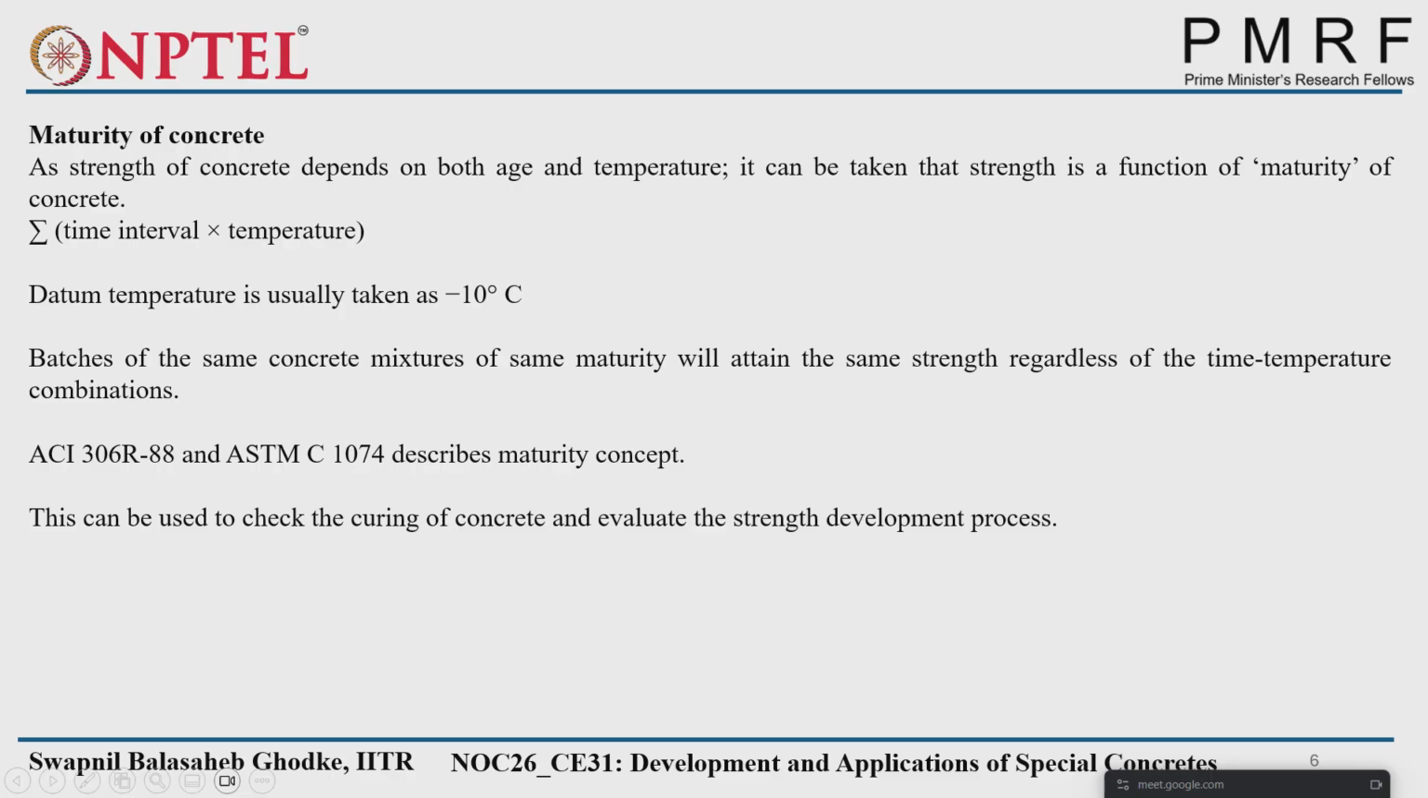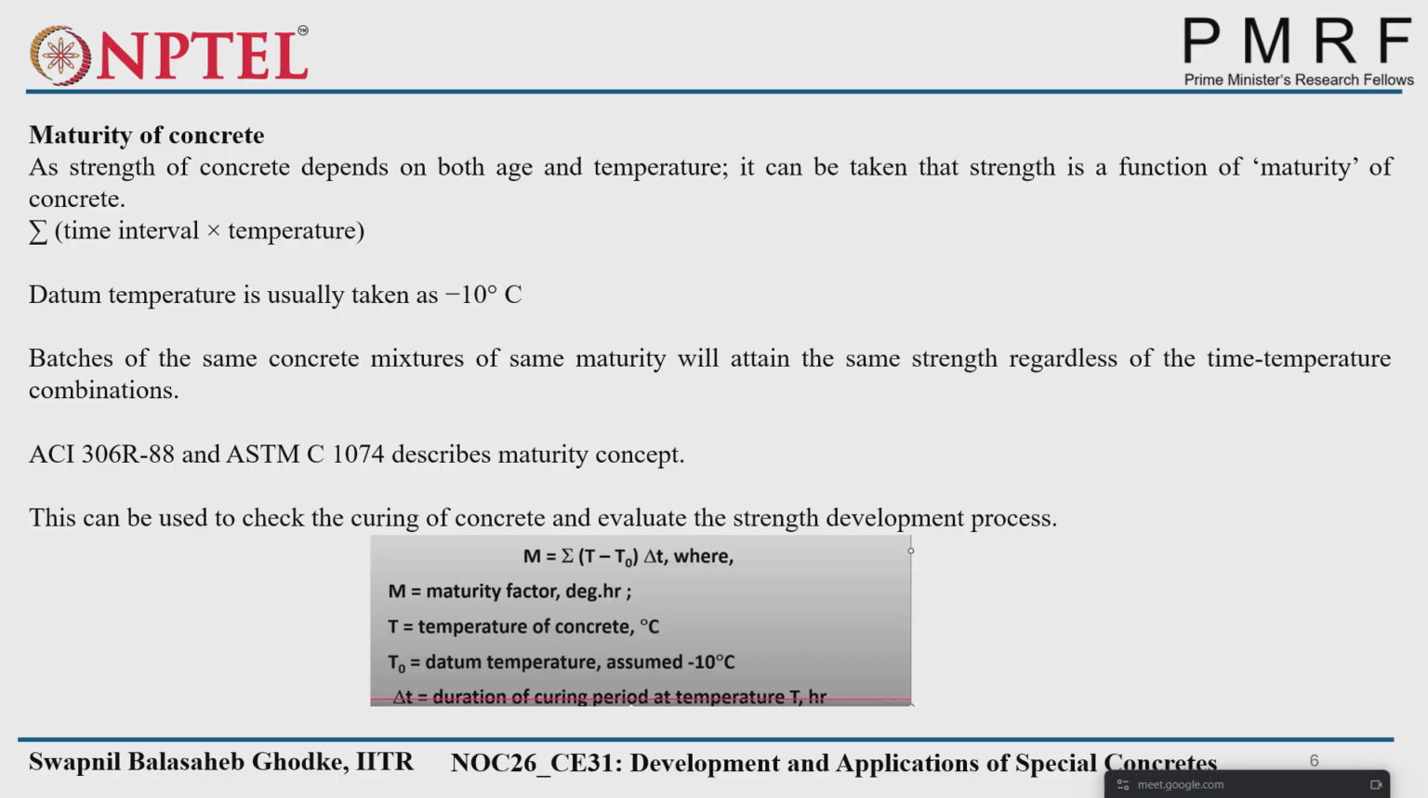If you want to go into more detail about the maturity of the concrete, how it will be conducted on the site, all those things. The formula is M equals summation of (T minus T0) into delta T, where M indicates the maturity factor, which will be in degree hour, and T is the temperature of concrete. T0 we already have, the datum temperature value, which is given or assumed as minus 10 degrees Celsius, and delta T is the duration of curing period at temperature T in hours.